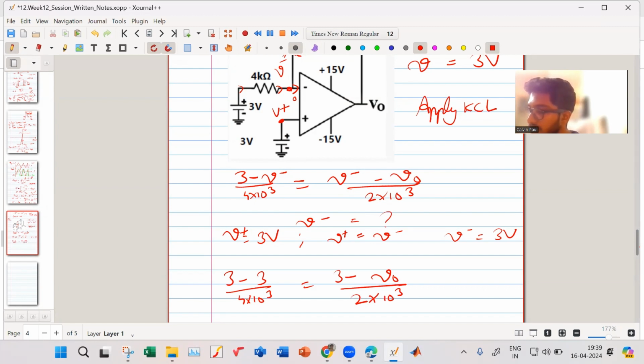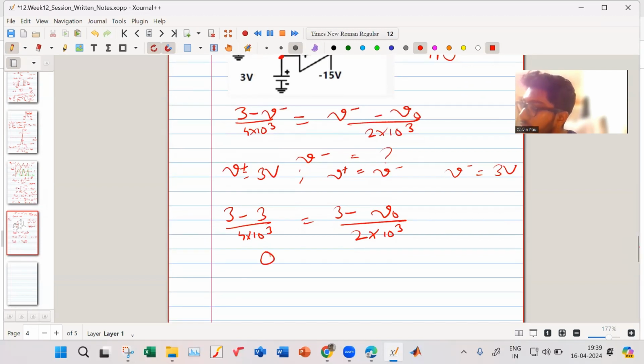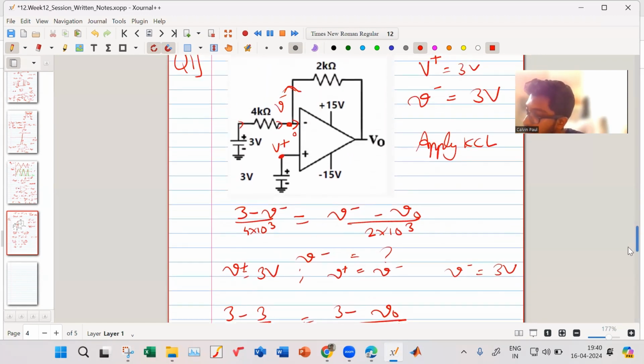Okay. So this will be 0, and this is equal to (3 minus V output) upon 2 kilo ohm. So you will get V naught is equal to 3 volt. 3 volts. Okay. So now we have got the answer.